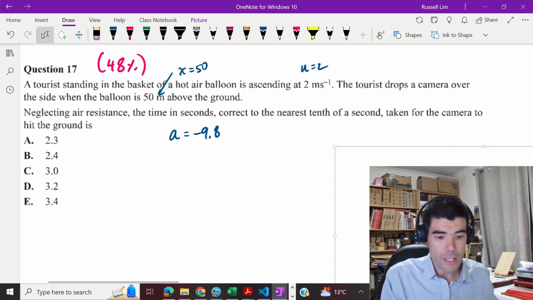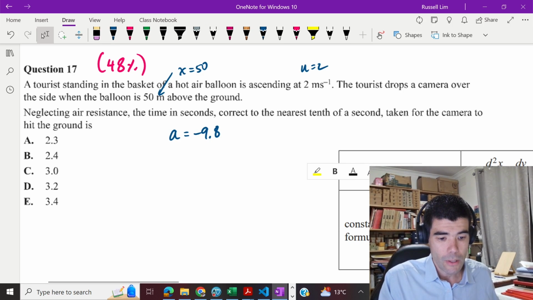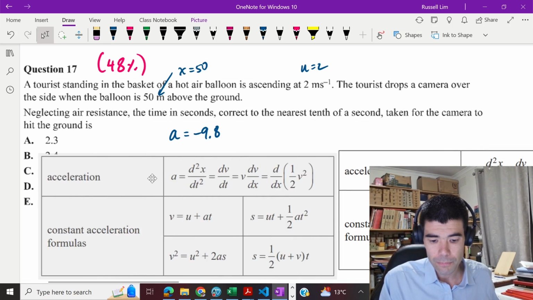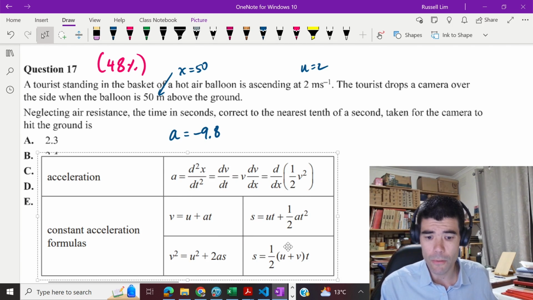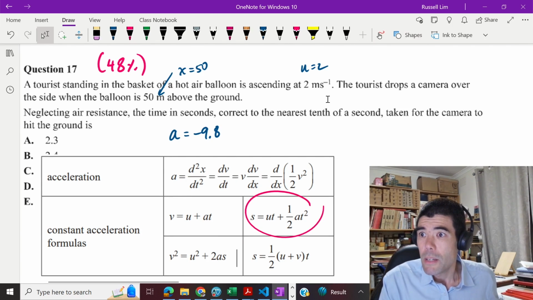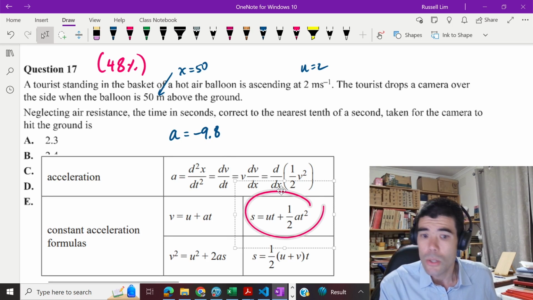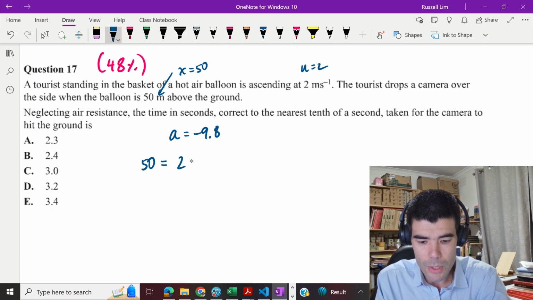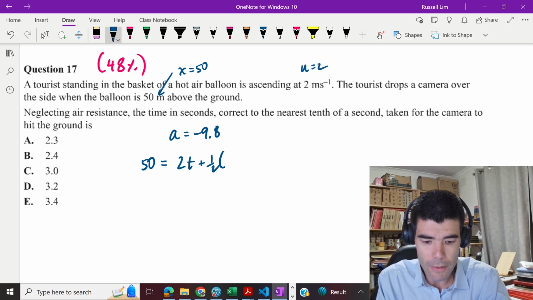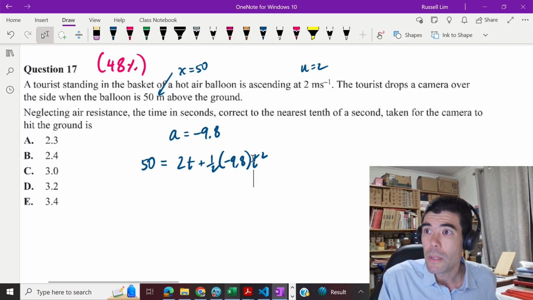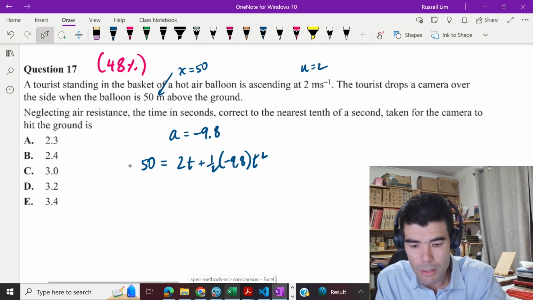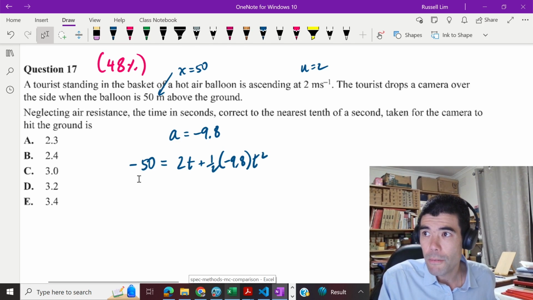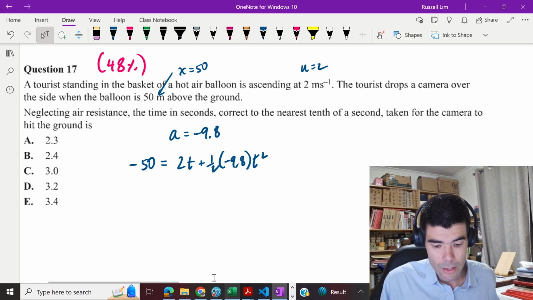We have the constant acceleration formulas on the formula sheet. So we want to be using this formula here. Once we identify that, it's really just a matter of subbing in these values that we have and solving for t. So I'm not sure why students found this so hard. ut plus half a t squared. Acceleration is negative, so we're going to want this to be a negative displacement and just solve for t.